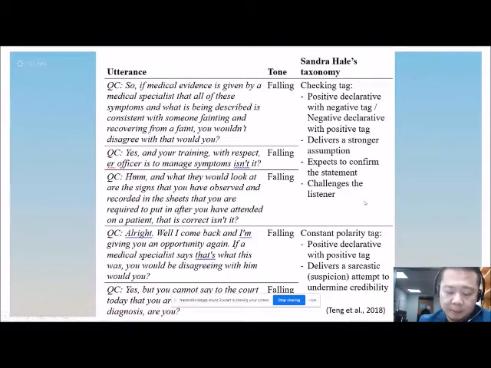In other words, when the speaker uses this type of tag question, the speaker actually knows the answer already. They just want to let you know that, hey, I know it, and I want you to say yes. So you don't lie to me. So basically, that's the pragmatic function of these kinds of tag questions.